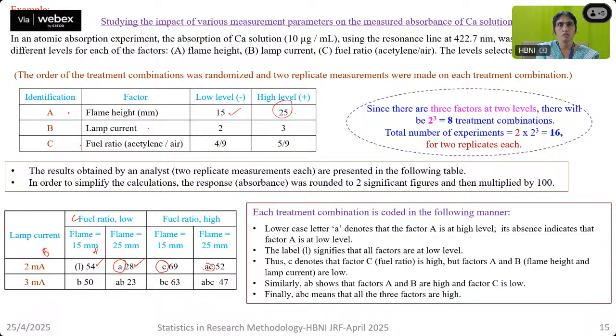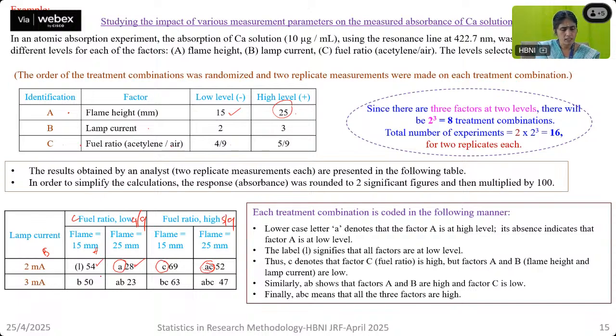This is a resultant of 2 replicate measurements each. Each of these values is an average of 2 replicate measurements. AC indicates that flame height as well as the fuel to oxidant ratio are high. That means at 25 millimeter flame height and fuel ratio 5/9. Fuel ratio 4/9 is the lower one, 5/9 is the higher one.